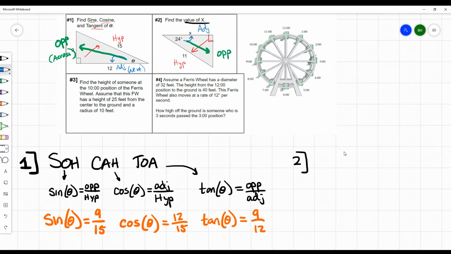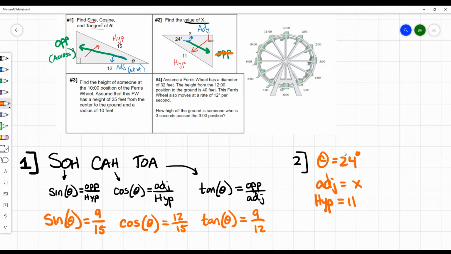In this problem, we have theta, which is equal to 24 degrees. I always like to label it out. We have the adjacent side, which is equal to x, and we have the hypotenuse, which is equal to 11. And then we don't have an opposite side. That value is not given to us.